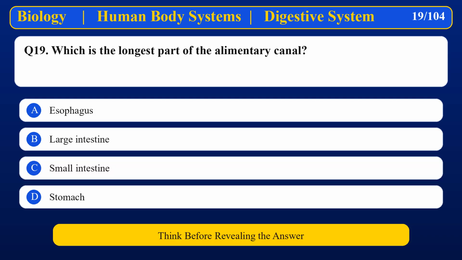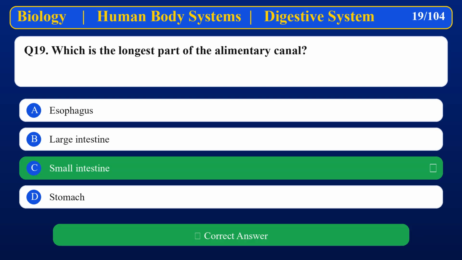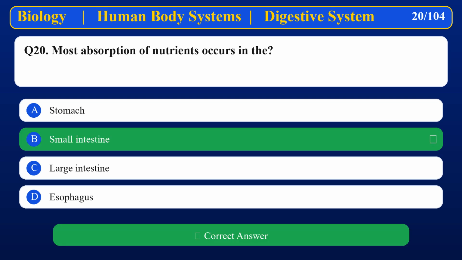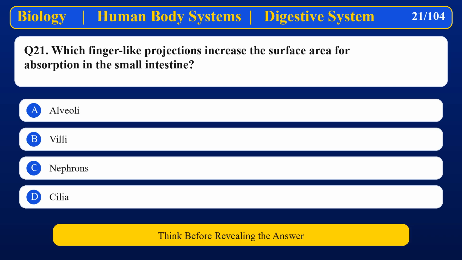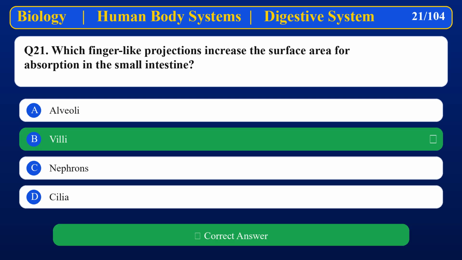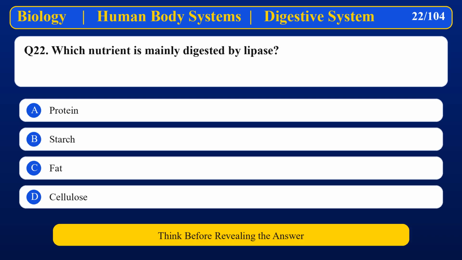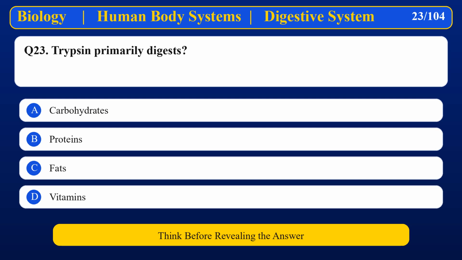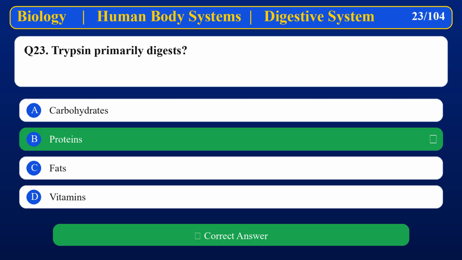Duodenum. Which is the longest part of the alimentary canal? Small intestine. Most absorption of nutrients occurs in the small intestine. Which finger-like projections increase the surface area for absorption in the small intestine? Villi. Which nutrient is mainly digested by lipase? Fat. Trypsin primarily digests proteins.